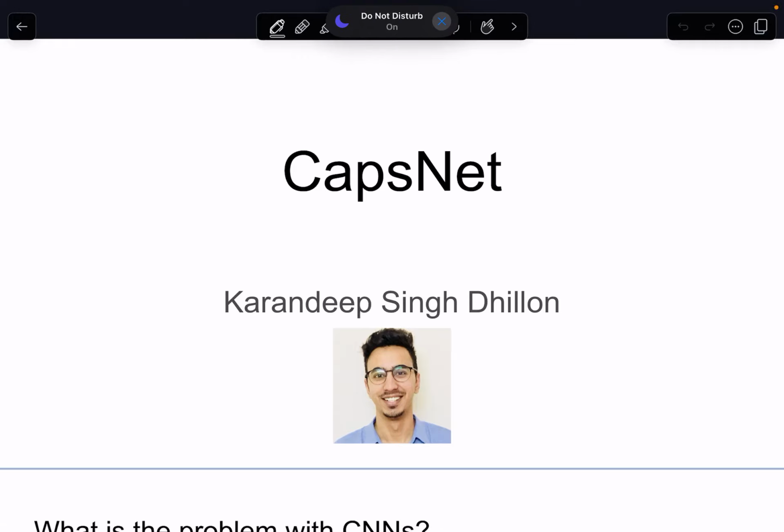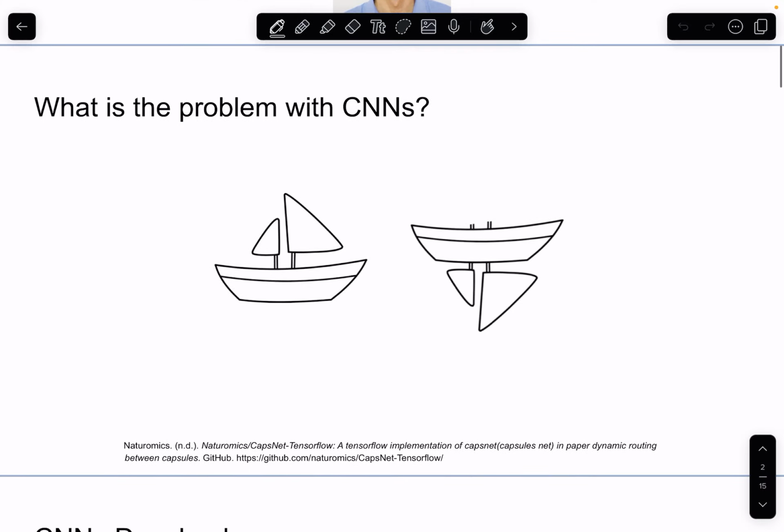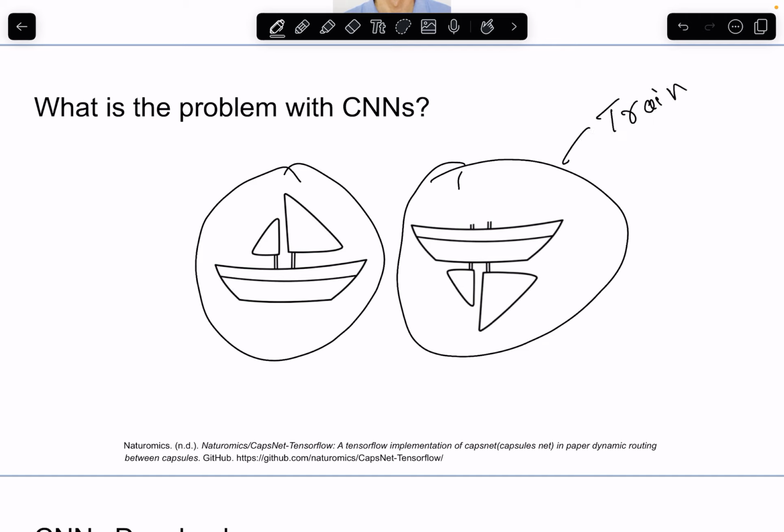My name is Karandeep Singh, and first we will discuss the problem with CNN. If you look at these two figures here, if we use CNN, we have to train on this kind of images for it to detect at runtime. So we have to give all kinds of rotations as augmentation to the data set for the network to work.